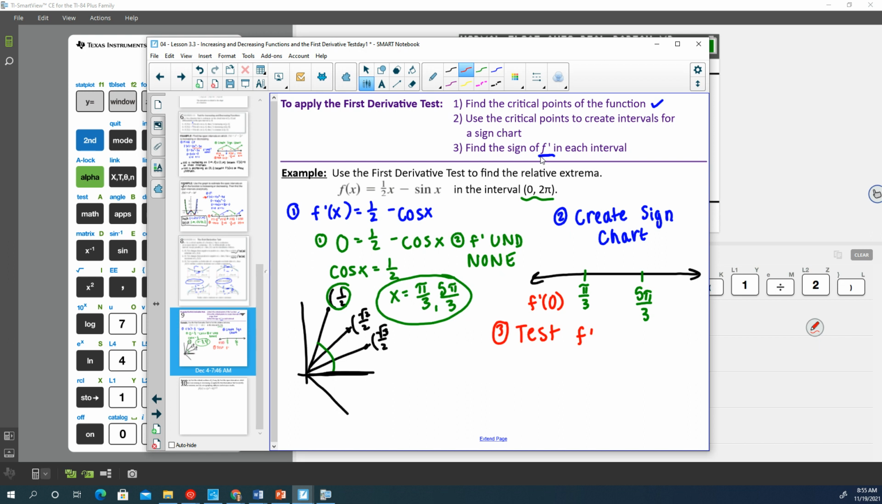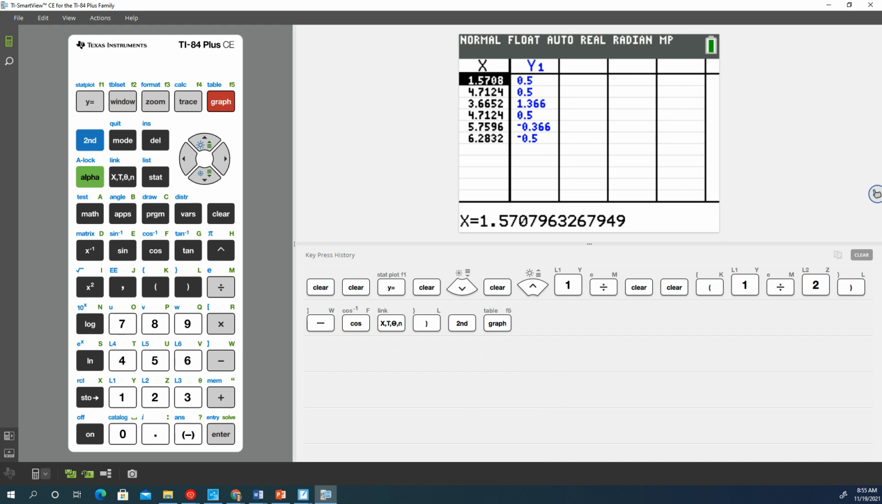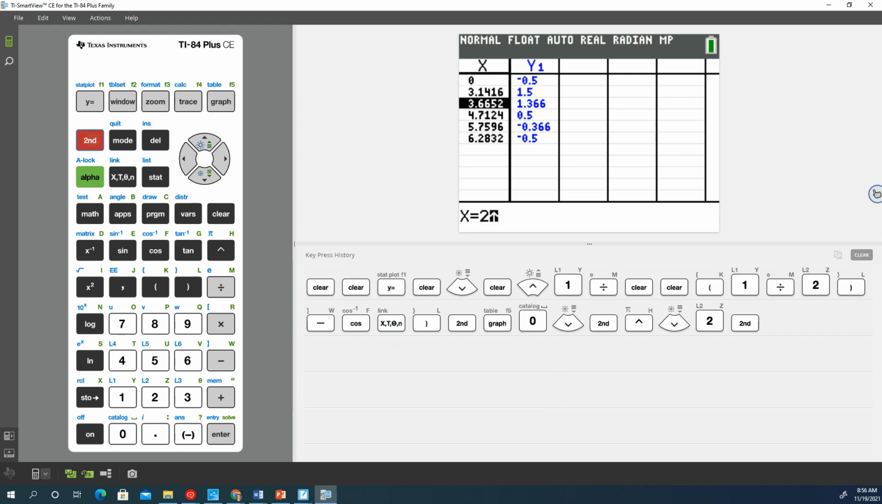0. I did pi. Pi is obviously in between pi over 3 and 5 pi over 3. And then I did 2 pi. And I knew those were some nice, easy ones. So I shouldn't crutch your mental math ability, because we should be able to do that pretty easily, right? Cosine of 0 is 1. So 1/2 minus 1 is -1/2. Or, you know, you can just do this: 0, pi, and 2 pi.